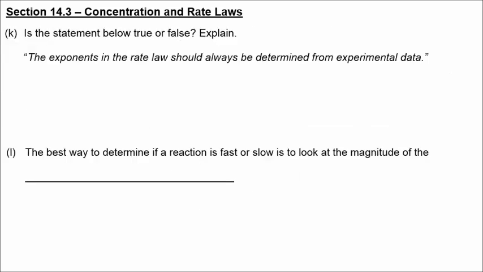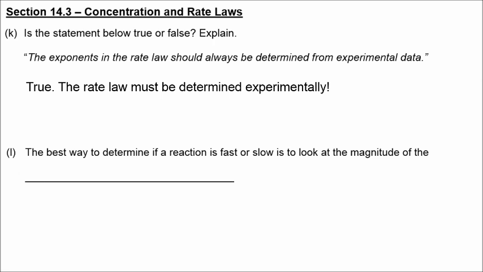All right, letter K, is the statement below true or false? The exponents in the rate law should always be determined from experimental data. Yes, that is true. The best way to determine if a reaction is relatively fast or slow is to look at the magnitude of the rate constant K.